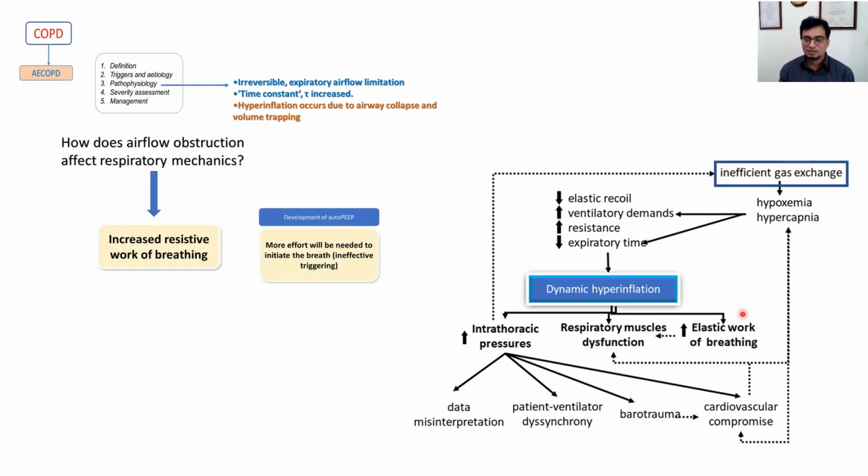So it increases the elastic work of breathing, as I've shown in the PV loop diagram. There is an increase in the intrathoracic pressure due to development of intrinsic PEEP, and also it can lead to diaphragmatic dysfunction. All these can lead to patient-ventilator dyssynchrony, ineffective triggering, etc., and ultimately lead to hypoxemia and hypercapnia. There will be reduced alveolar ventilation, and increased carbon dioxide over time.